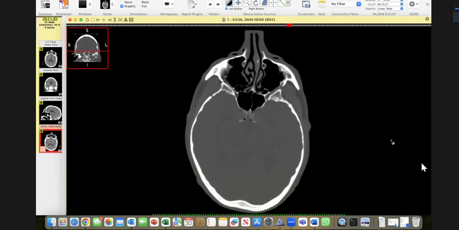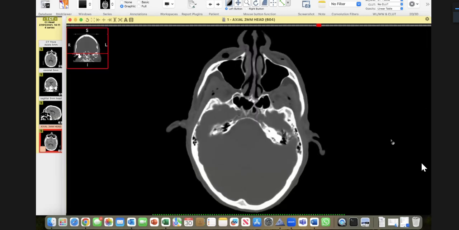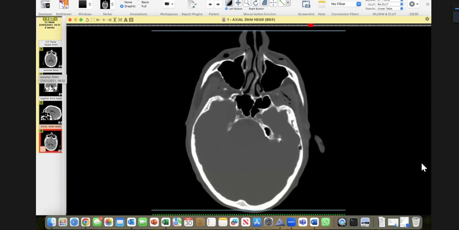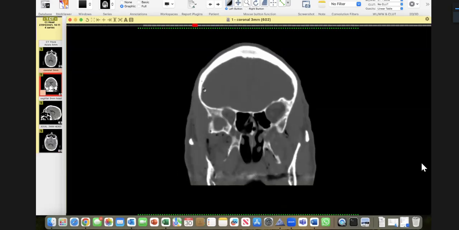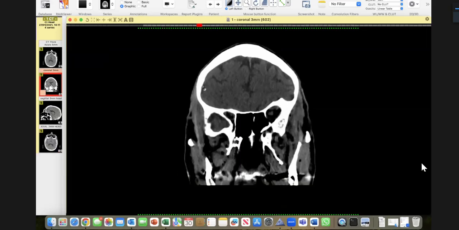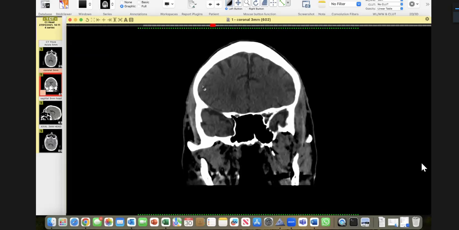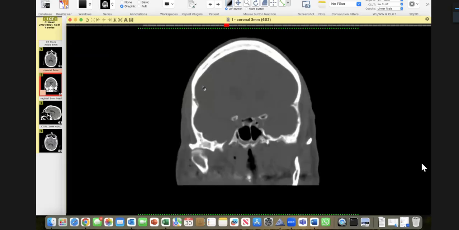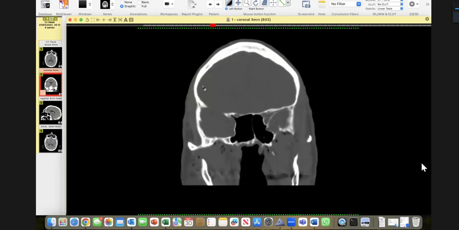Sir, can I please have a look at the coronal reformats of this CT brain? Which window do you want? You want bone window? Yes, the bone window and then the soft tissue window.